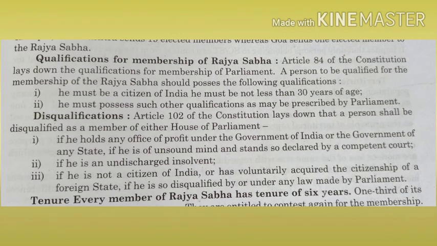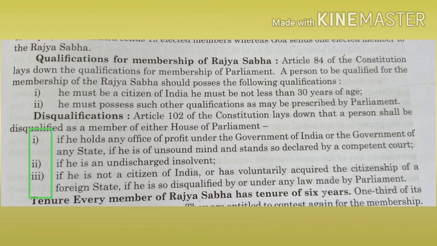Let us now analyze the reasons for disqualification of a member from the Rajya Sabha. Article 102 of the Indian Constitution lays down that a person shall be disqualified as a member of either House of Parliament if he holds any office of profit under the government of India or the government of any state, if he is of unsound mind and stands so declared by a competent court, if he is an undischarged insolvent.